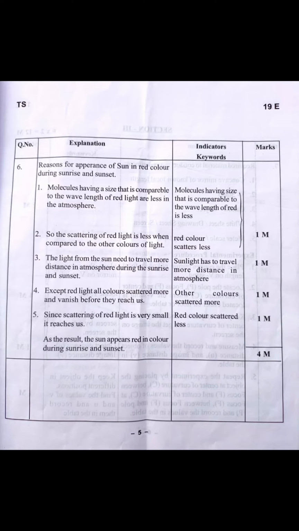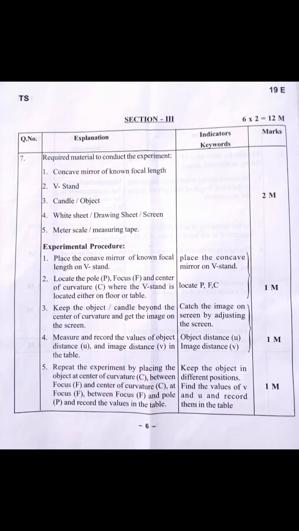Again for 1 point 1 mark, again for 1 point 1 mark, again for 1 point 1 mark. Like this you will get 4 marks. So whatever you are writing, it should have some sense and some meaning. Next, section 3, the 7th one: required material to conduct the experiment.